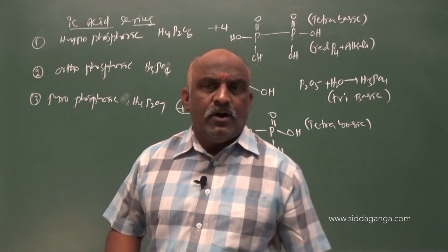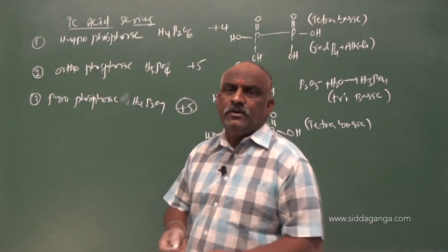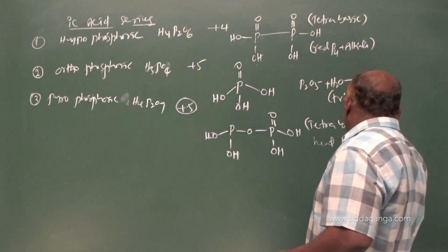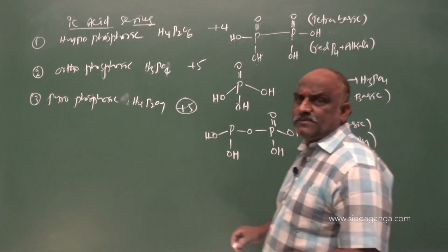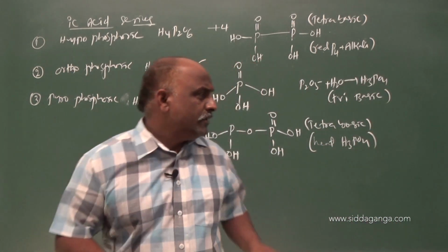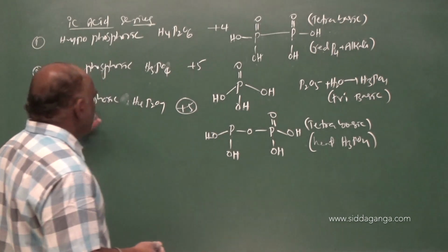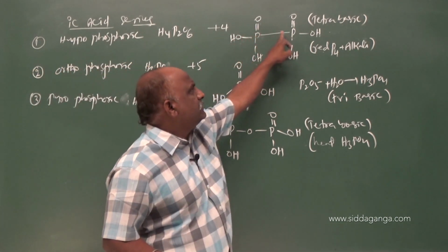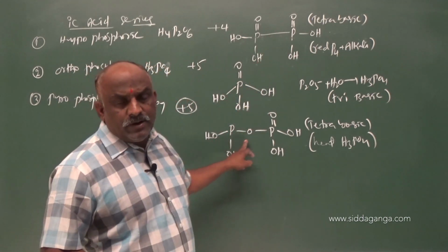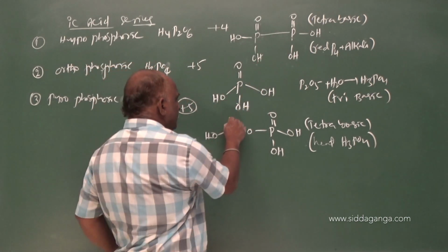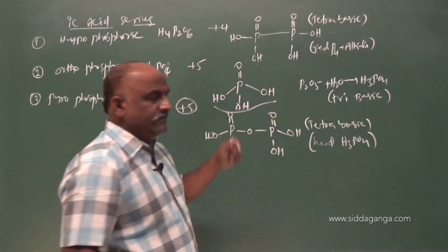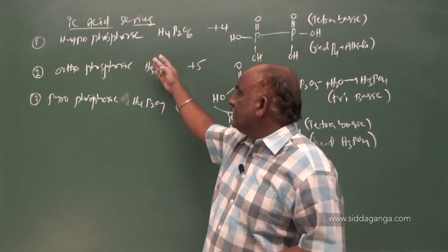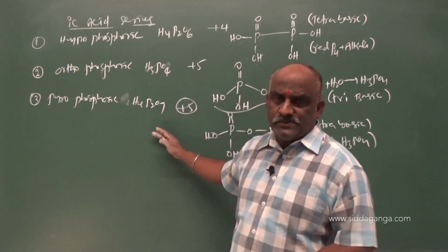And how to prepare this compound? Heat phosphoric acid, H3PO4. Heat phosphoric acid, you will get pyrophosphoric acid. Clear? Simple, just here the PP bond is there. Instead of the PP bond here, a POP bond takes place. So here I forgot it is P double bond O, we should write like this. Clear? So these 3 are the hypophosphoric, orthophosphoric, pyrophosphoric.